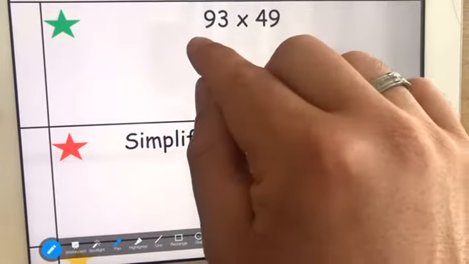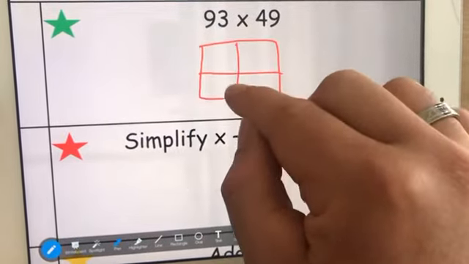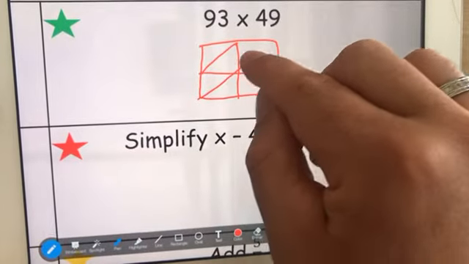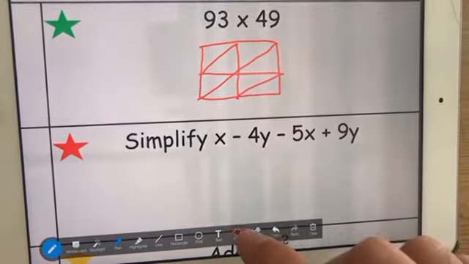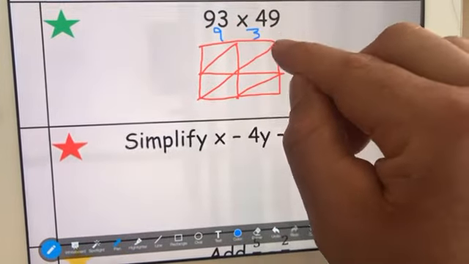Next one, 93 times 49. Again, use your own method. I don't really mind, okay? I use this method because it is the easiest one. Just drawing out the box is the difficult part. Okay, I've got 93 times 49.